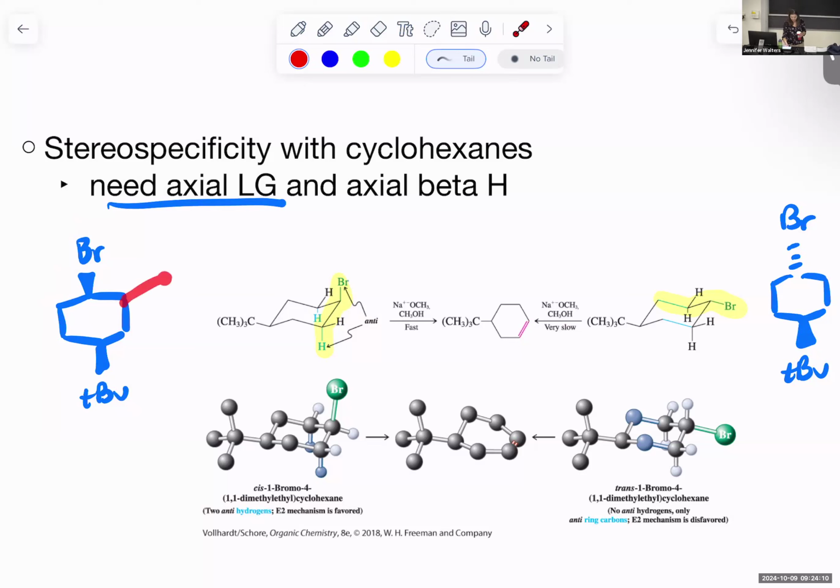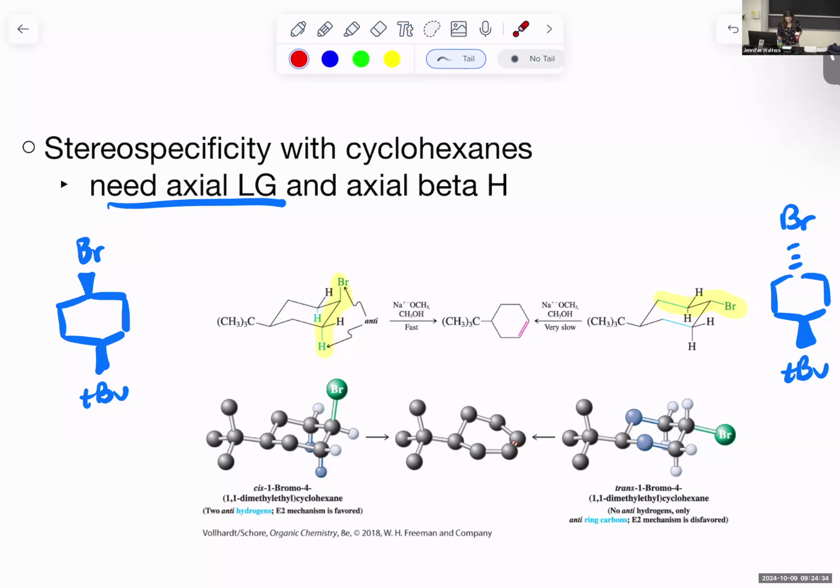If it had been 1,3 substituted, like it was on our last exam, then it could be both a geometric isomer and diastereomers. Then you could get both. But that's not what we see here. Because there are no chiral atoms, it is not going to be diastereomers. It is just geometric isomers. We're just seeing cis and trans.